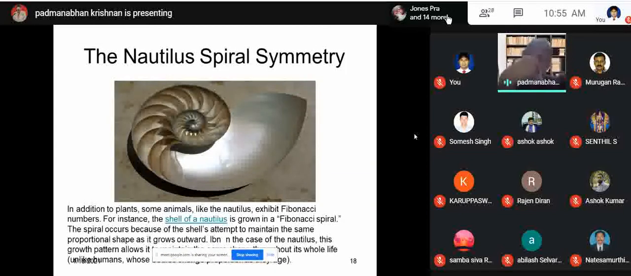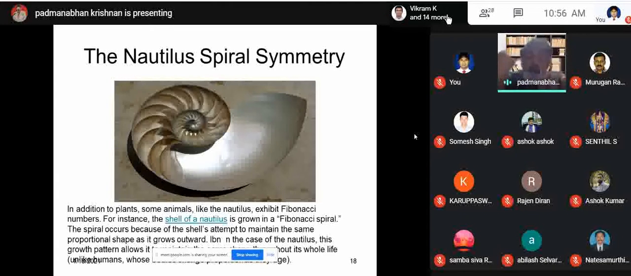Then comes the Nautilus or the spiral symmetry. In addition to plants, some animals like the Nautilus exhibit the Fibonacci numbers. For instance, the shell of a Nautilus is grown in a Fibonacci spiral. The spiral occurs because of the shell's attempt to maintain the same proportional shape as it grows outward. So it maintains some kind of a diameter scaling, cross-sectional perimeter scaling or diameter scaling. So this is the shell's attempt to maintain.